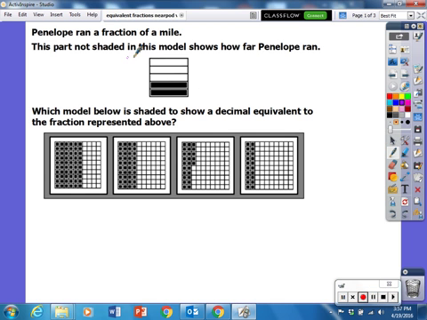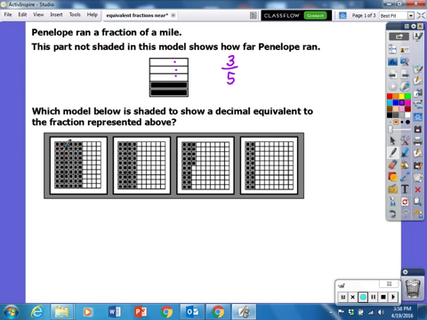So the first thing we need to do is look at the model that they're giving us. The part that is not shaded shows how far Penelope ran. So let's count how much is not shaded. 1, 2, 3. 3 are not shaded. Now we have to remember what our denominator would be is our total amount. 1, 2, 3, 4, 5. So that is 3/5. Then we need to come down here and interpret all of the models.